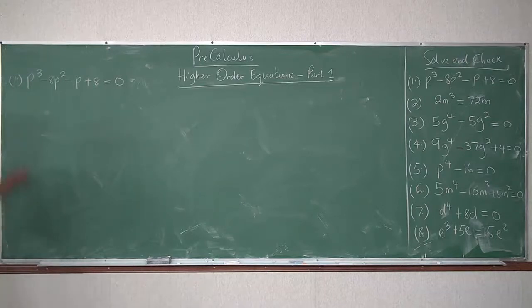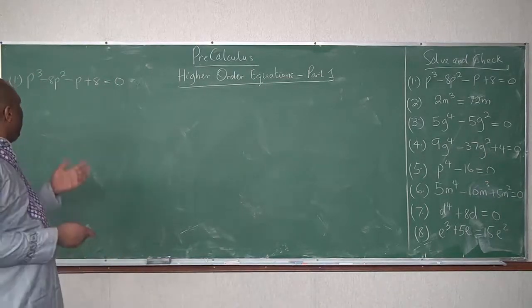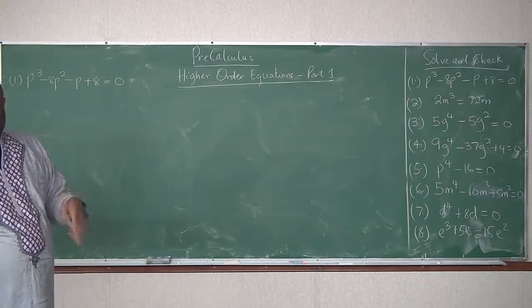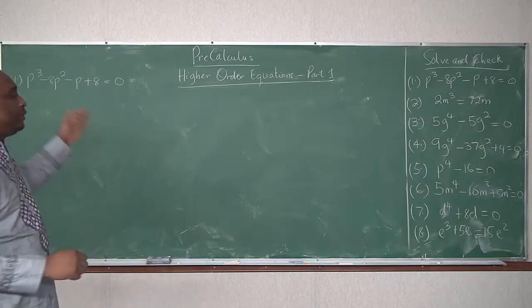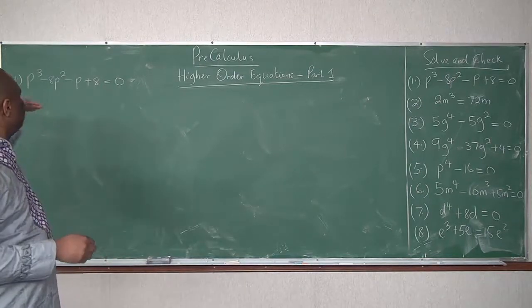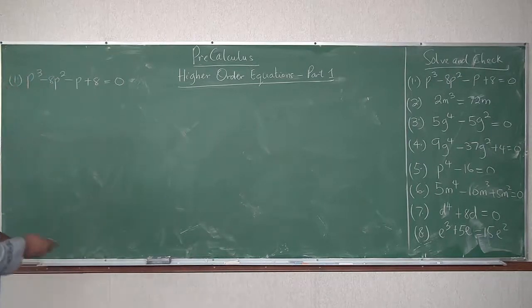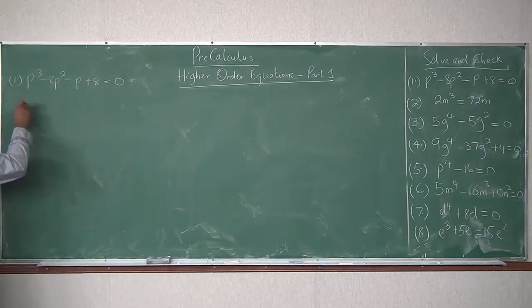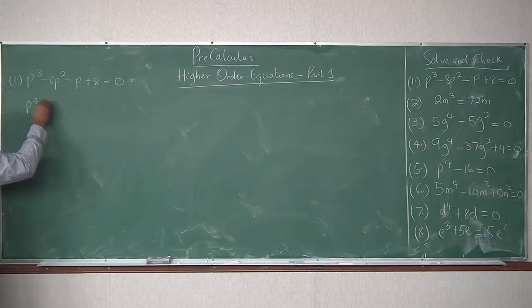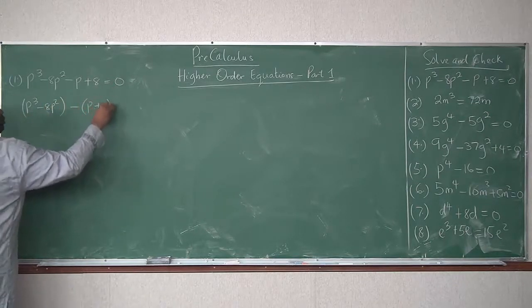If we look at this now, we might decide to solve it using the rational root theorem. But before we try that, let's see whether we can factor by grouping first. Remember when we did factoring by grouping, it's 4 terms. So we group in twos. This will be p cubed minus 8p squared, then minus p plus 8 equal to 0.